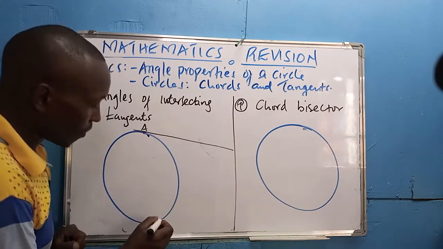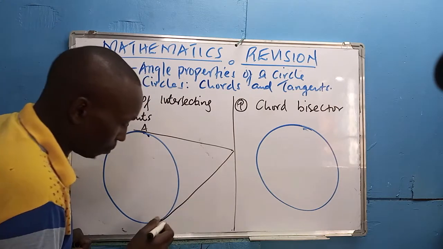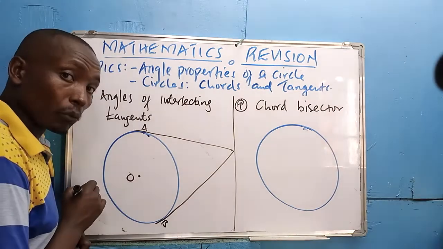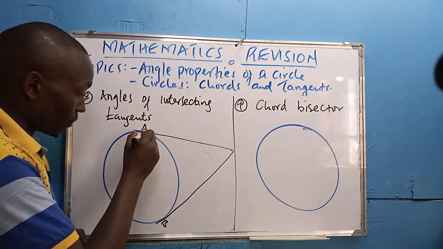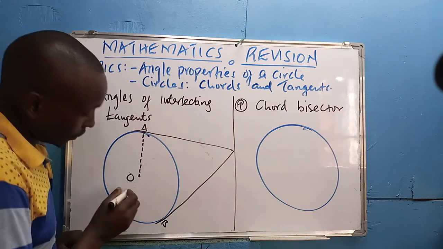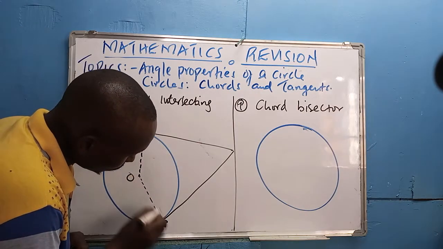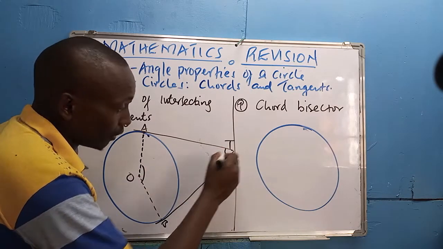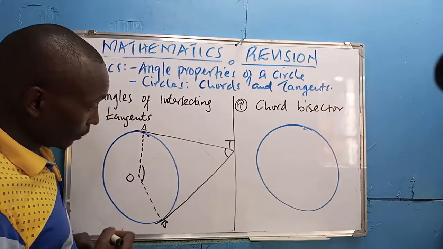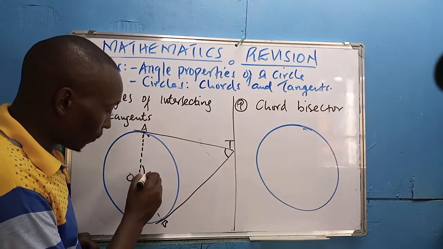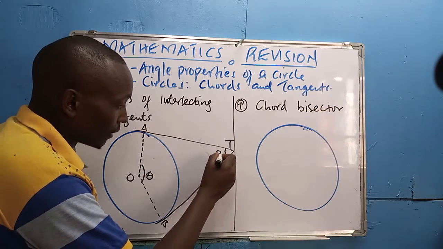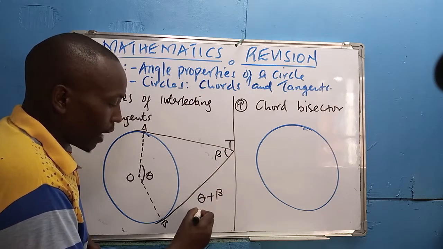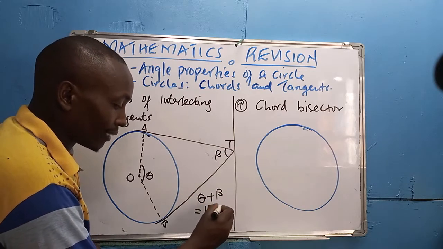Maybe the next one here, for instance, assume I have a tangent at a point A, and I have another tangent here at a point B. And of course, I have the center of the circle. Now I want to see the connection between this angle and this angle. If I have this as angle theta and this one as angle beta, if I take beta and add that beta, I will get 180.